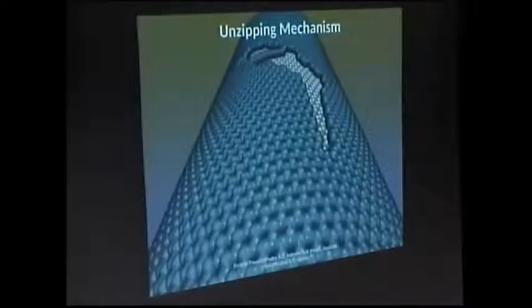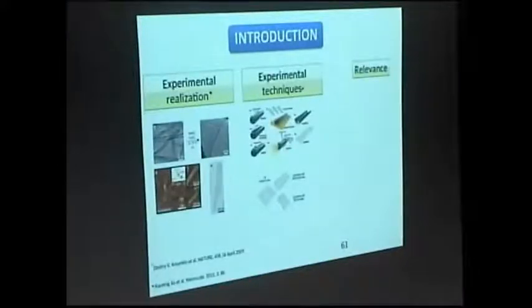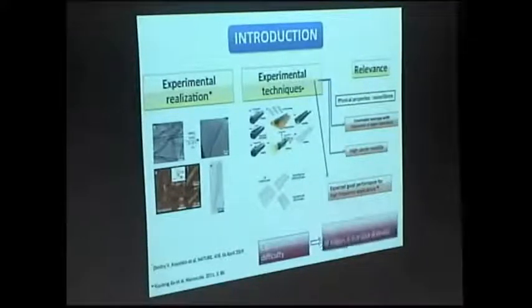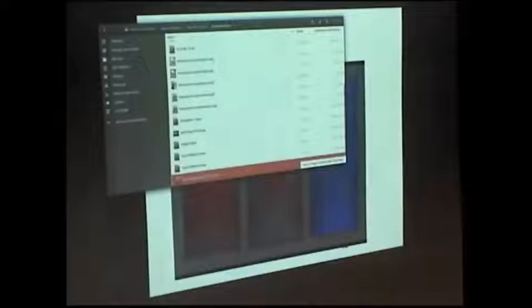Okay, and the last example, the unzipping mechanism. The idea is that sometimes the experimentalists can take a nanotube and unzip it to make nanoribbons. And then we were studying how this process happens, how the mechanical stresses develop in the system. And here we have a demonstration of unzipping.